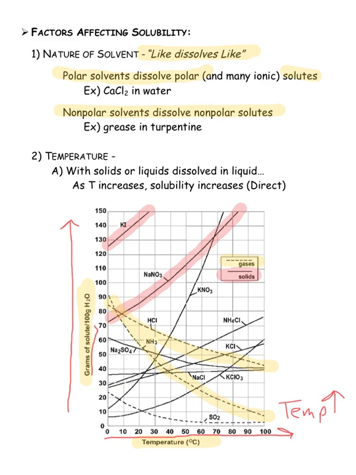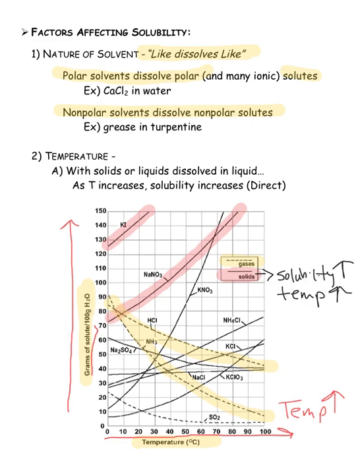Solubility for solids, if solubility increases, oh my goodness, sorry guys, it's because temperature is increasing. We call that a direct relationship. Solubility for solids increases as temperature increases. That's not the same situation for gases. But hold on, we'll get there in just a second.